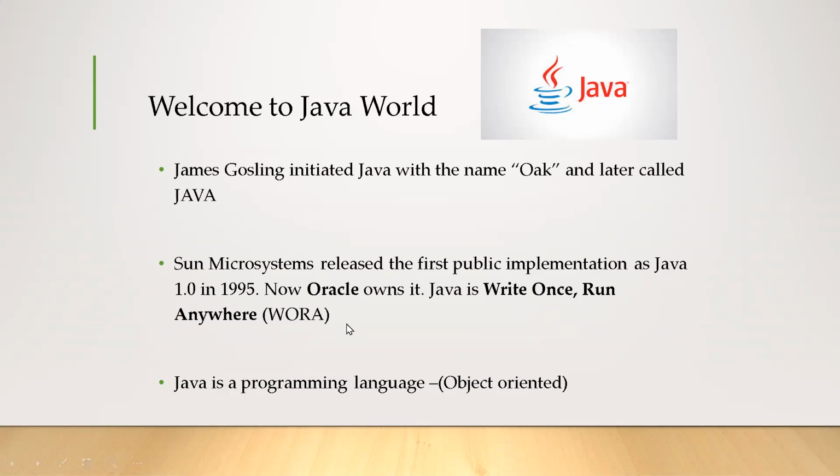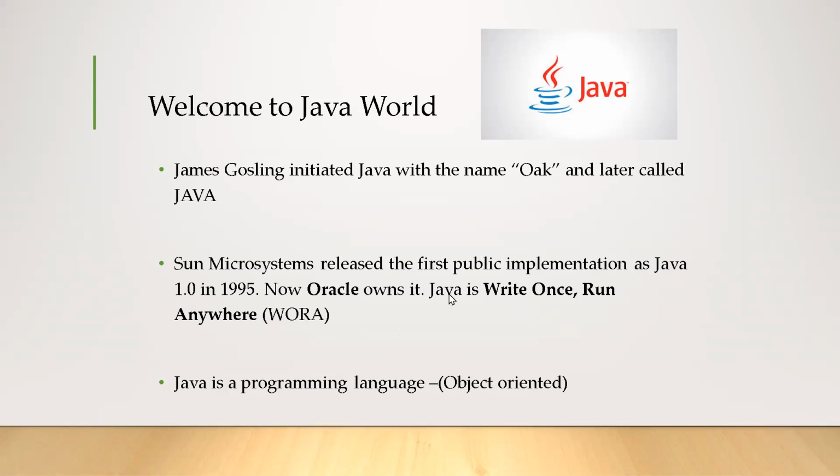Sun Microsystems was the one which owned Java previously. The first owner was Sun Microsystems, and now Oracle is the company. You must have heard of Oracle, right? Put me yes or no in the chat box. Oracle is the company which owns Java at the moment.